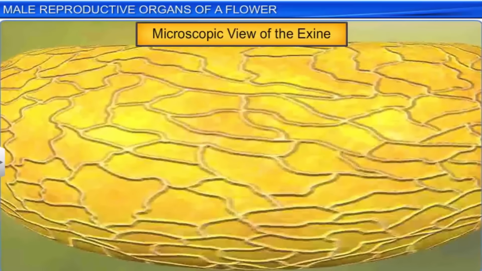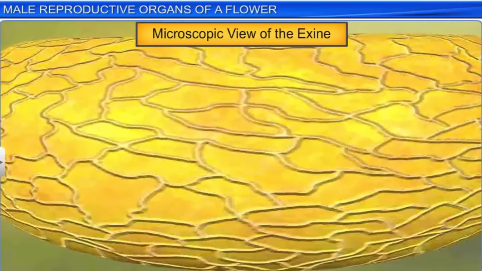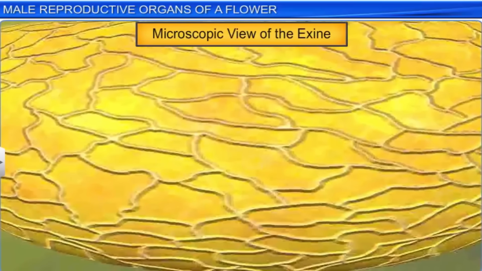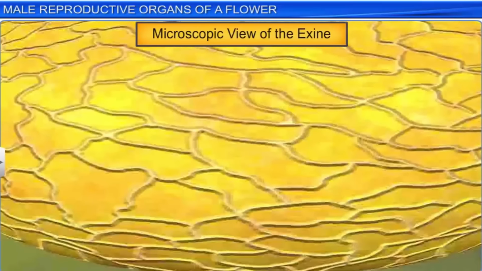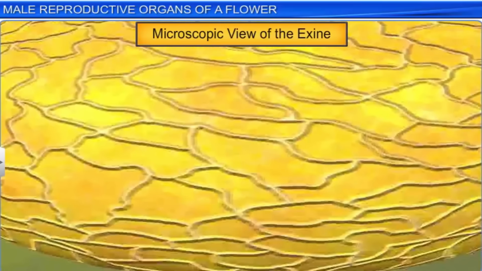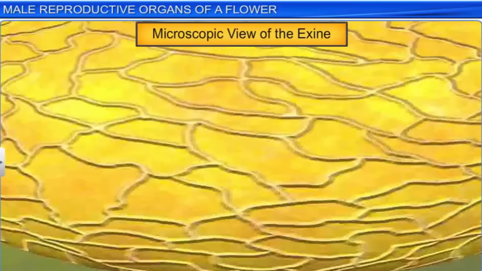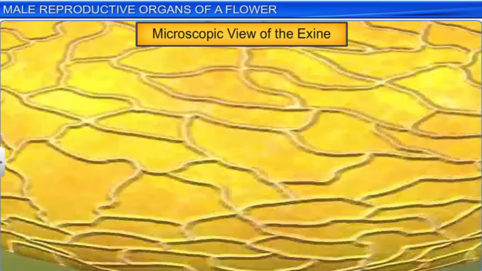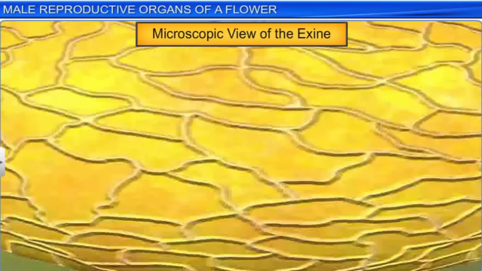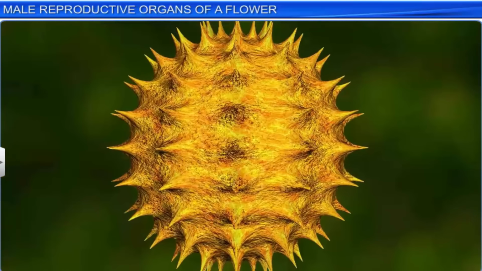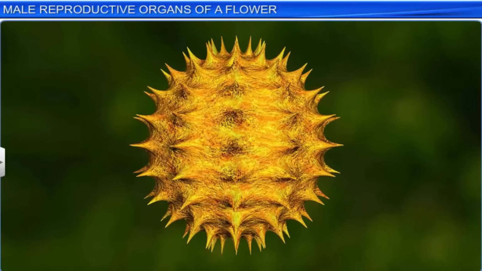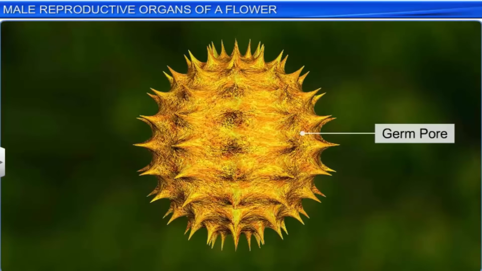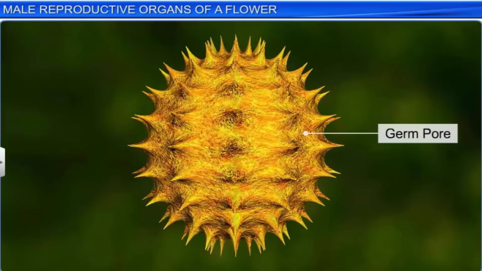Exine, the hard outer layer, is made up of sporopollenin, a tough organic material capable of resisting high temperatures and strong acids, alkalis, and all natural enzymes. Hence, pollen can be well preserved as fossils. However, sporopollenin is not present in the germ spore, an aperture present in the exine through which we see the germination of the pollen tube.